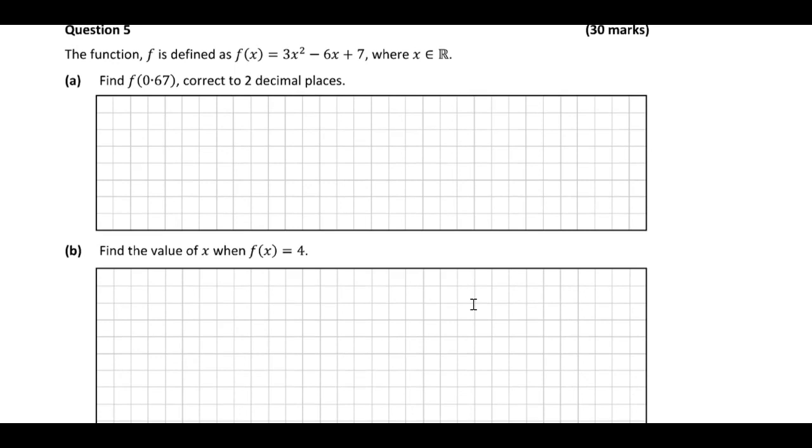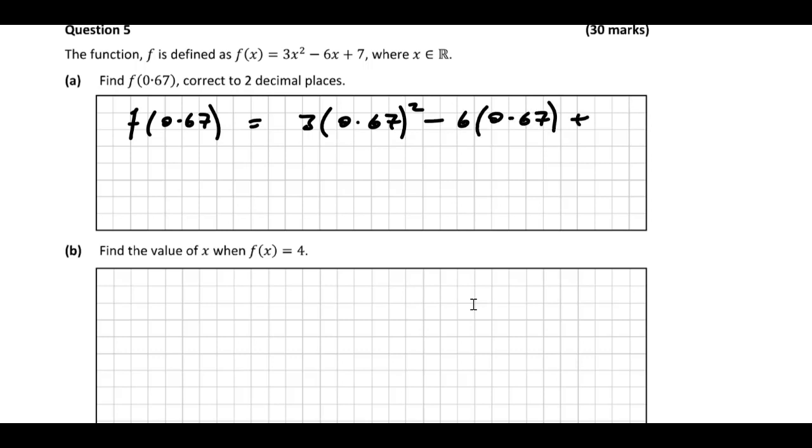Okay, question 5 then. The function f is defined as f of x is equal to 3x squared minus 6x plus 7, where x is an element of R. Find f of 0.67. So all you've got to do is, instead of the x here, put in 0.67. It's going to be 3 times 0.67, which you've got to square, minus 6 times 0.67 plus 7. So you've got to do that then. So you've got 3 times 0.67 squared. So you take the 0.67 and you square that first, and then you multiply your answer by 3.